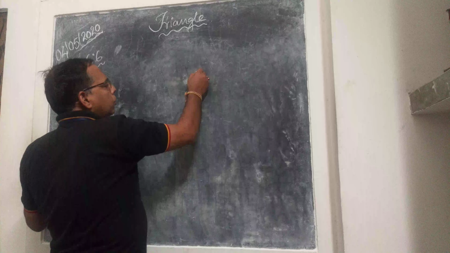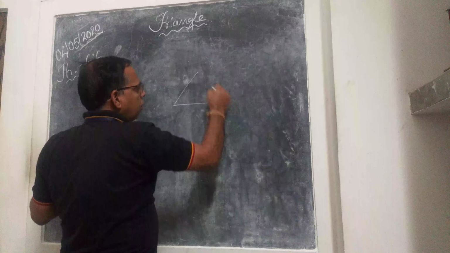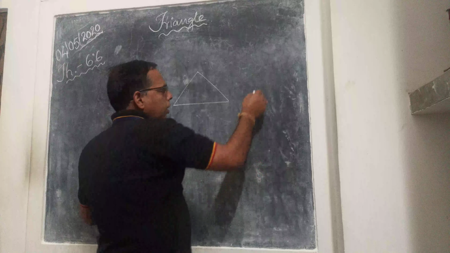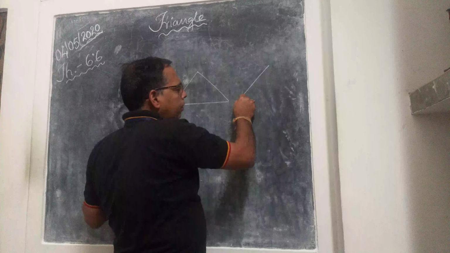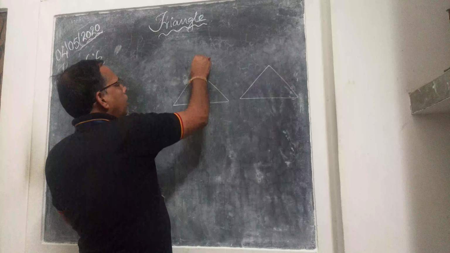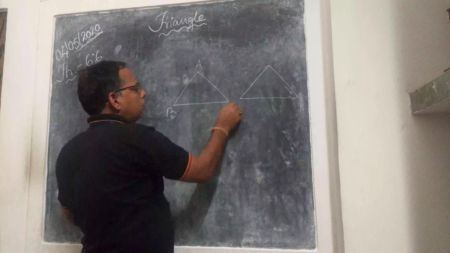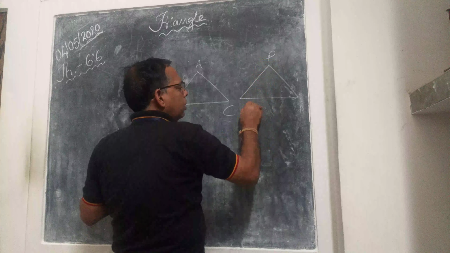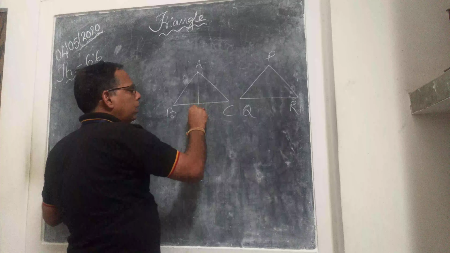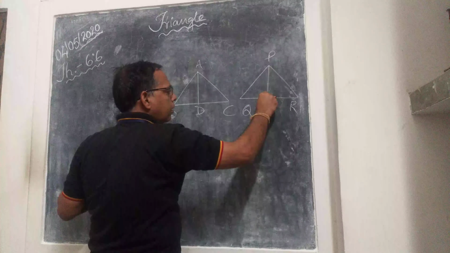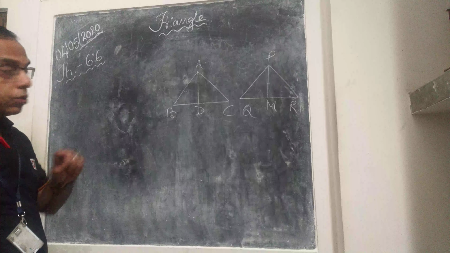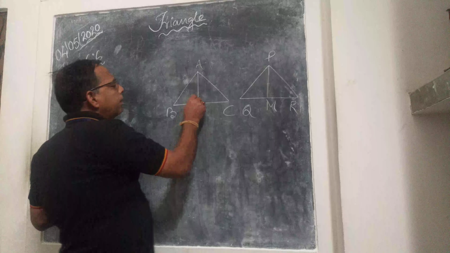First of all, let us draw two triangles. Remember, here any triangle, not a particular triangle, you have to draw. Triangle ABC and triangle PQR, with AD and PM. According to the question, AD and PM are perpendicular.